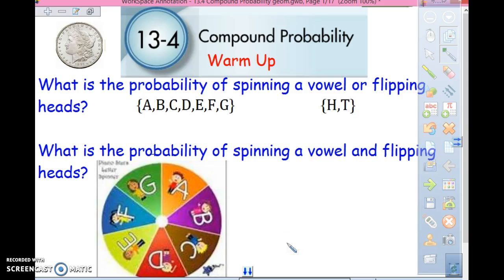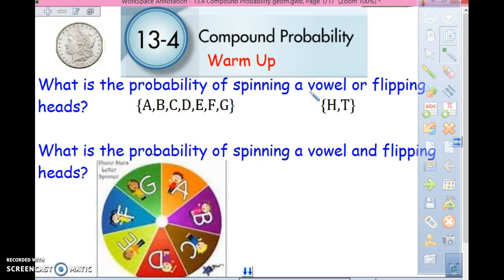Compound probability, lesson 13.4. Here's our warm-up. Question 1, what is the probability of spinning a vowel or flipping a heads? So our spinner down here is color-coded. I wrote the sample space out alphabetically, and then I also wrote the sample space for flipping a coin. You either get heads or tails. So we want the probability of getting a vowel or flipping a heads.